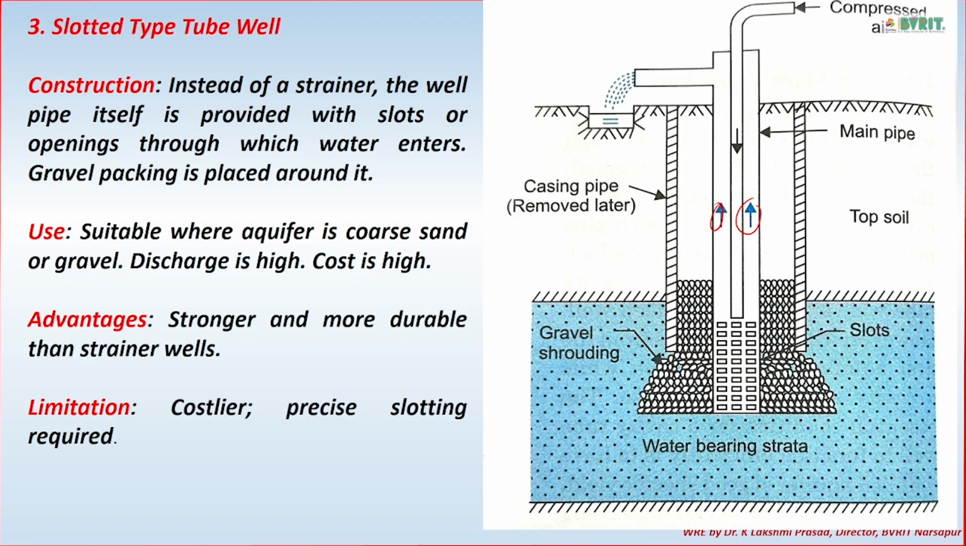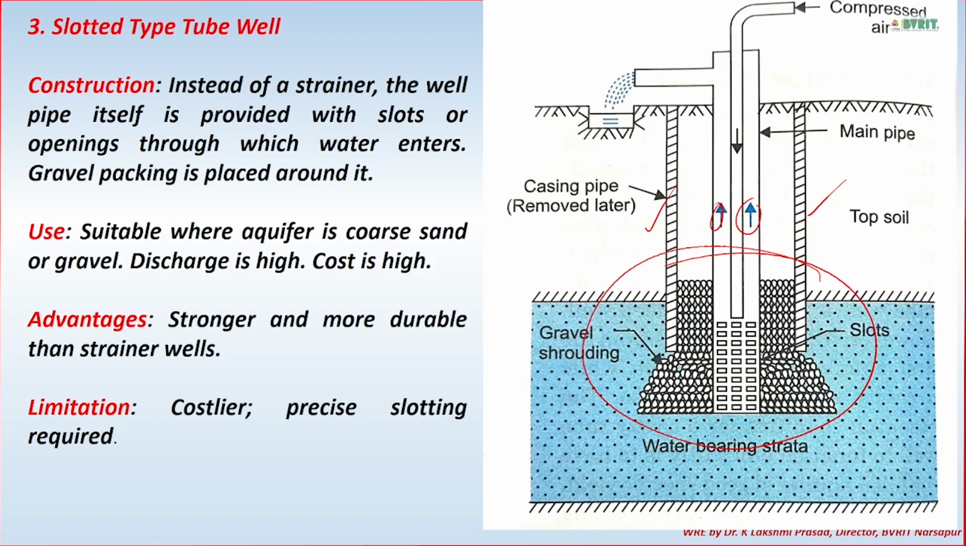But around the well we will go for shrouding. Shrouding is nothing but packing around the well with some gravel particles, so that the small fine particles will not enter the pipe and clog it. That is why padding is done throughout the well, and that is what we call well shrouding. Once you do this, you can remove the casing pipes at the end.